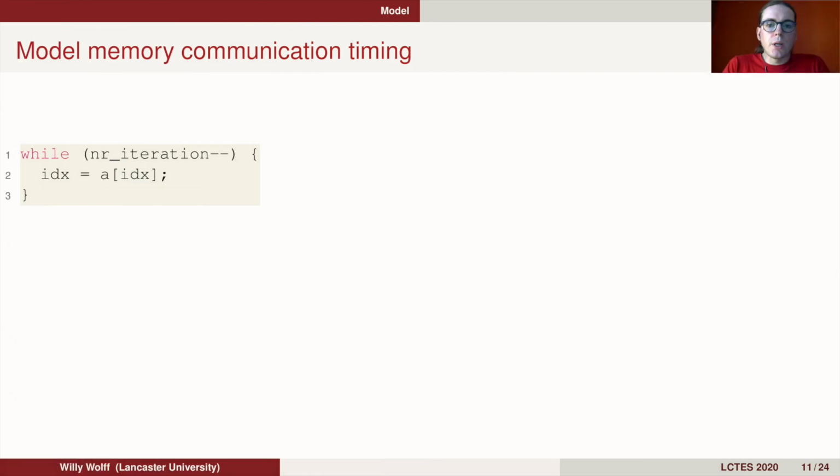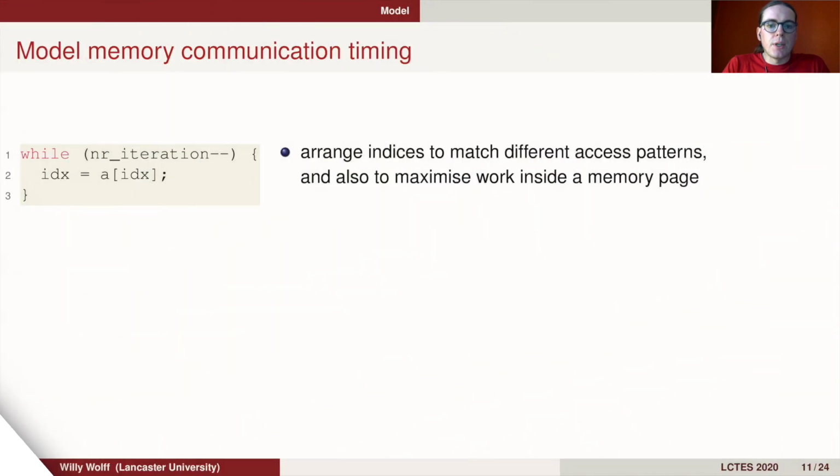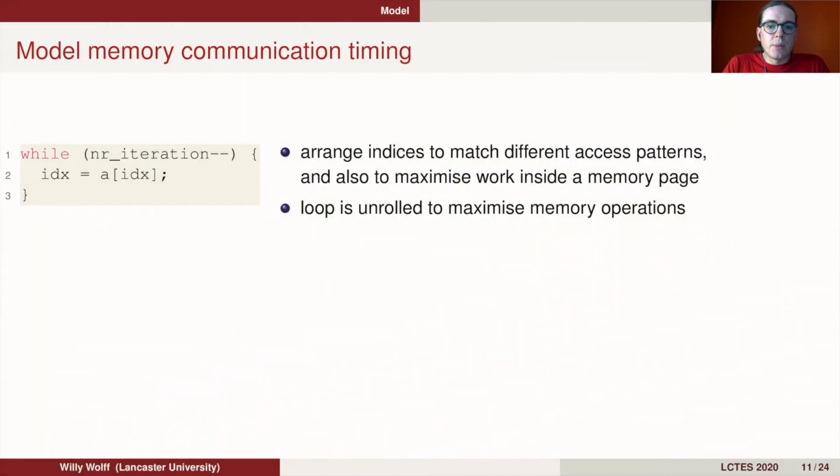To do so, we'll use a simple microbenchmark that is doing only memory accesses by doing pointer chasing in a simple loop. Here, the code is accessing an array to fetch the next index to follow in the same array. The game is to arrange the indices in the array so as to cover different access patterns and try to touch each level of the memory hierarchy.